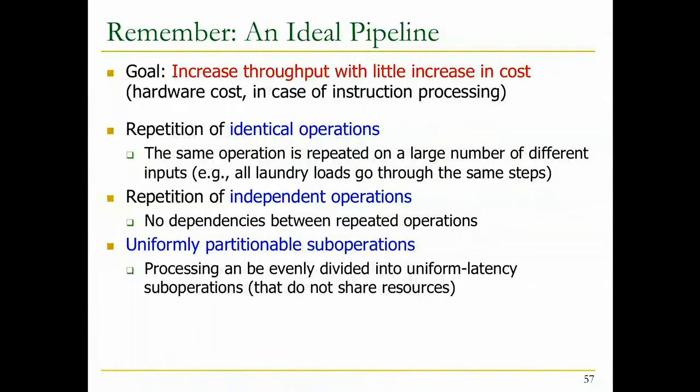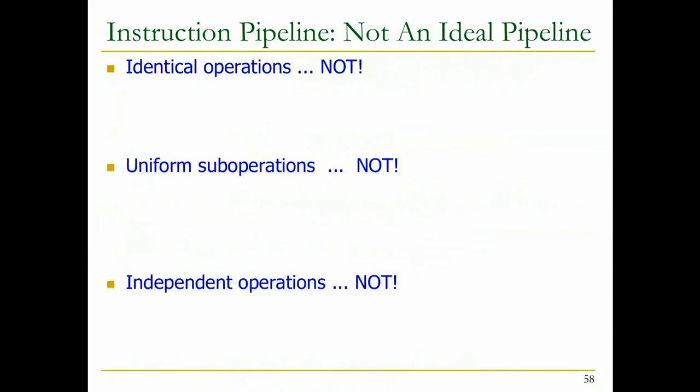Okay. Remember the ideal pipeline. Any questions so far? Hopefully this is conceptually simple, but we'll discuss a lot of issues with it. No questions, good. So remember the ideal pipeline: we want identical operations, independent operations, and uniformly partitionable sub-operations. And let's analyze the instruction processing. It violates all of them, unfortunately, but we're still going to design pipeline machines.